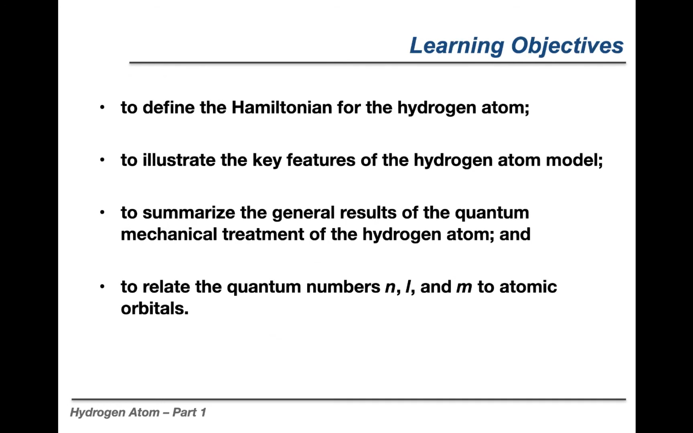The learning objectives for this video are fourfold: to define the Hamiltonian for the hydrogen atom, to illustrate the key features of the hydrogen atom model, to summarize the general results of the quantum mechanical treatment of the hydrogen atom, and lastly, to relate the quantum numbers n, l, and m to atomic orbitals.